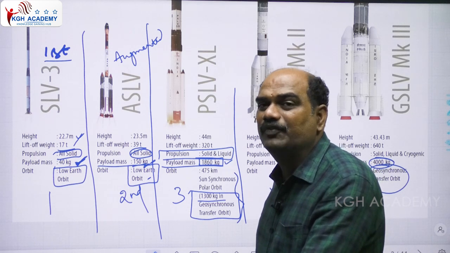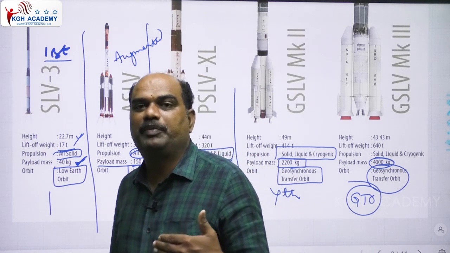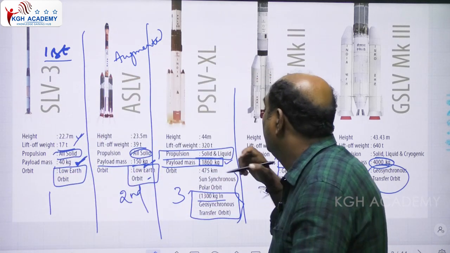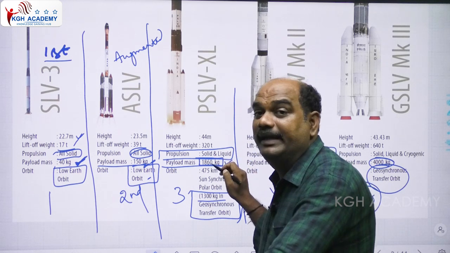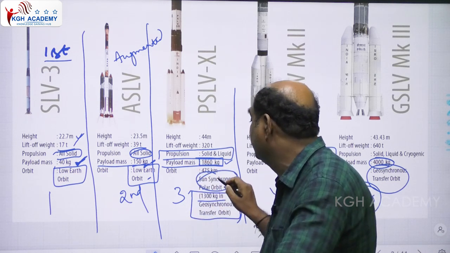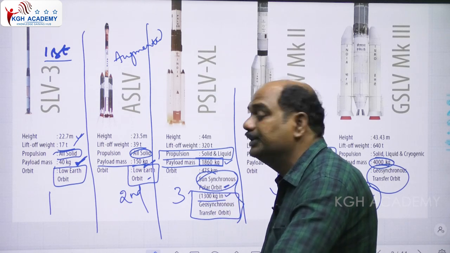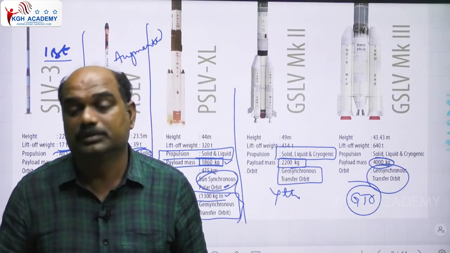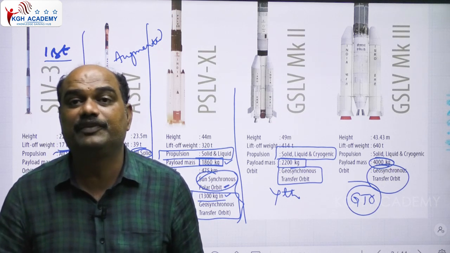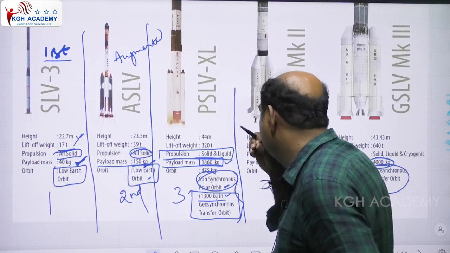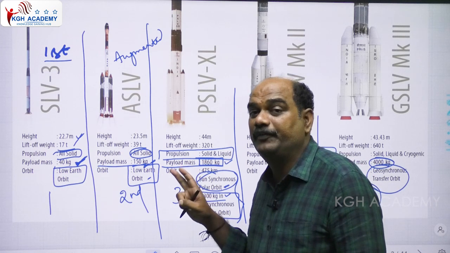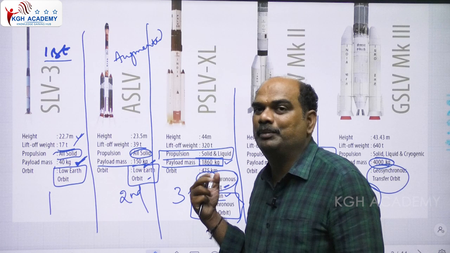ASLV worked for a very short period, whereas the third generation launching vehicle is PSLV. It can carry 1860 kg satellites into sun synchronous polar orbit. It can carry a 1300 kg satellite into geosynchronous transfer orbit. That is the main important feature with reference to the PSLV XL and GSLV. One more point about the PSLV is that it is the first launching vehicle equipped with liquid fuel, which are MMH and UDMH.